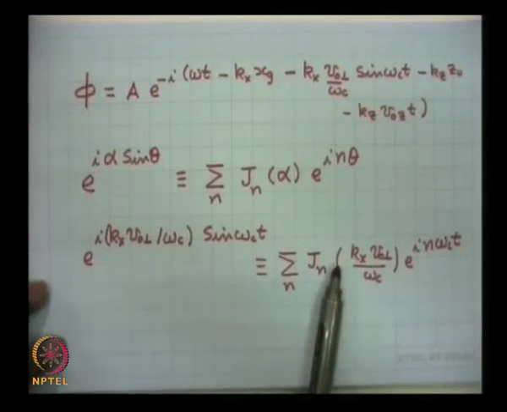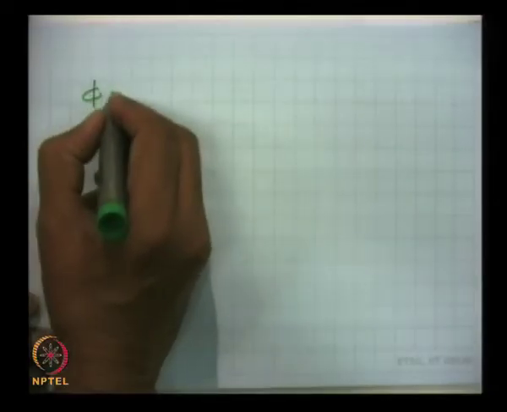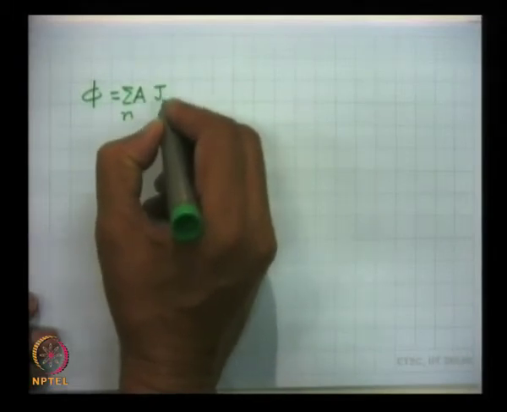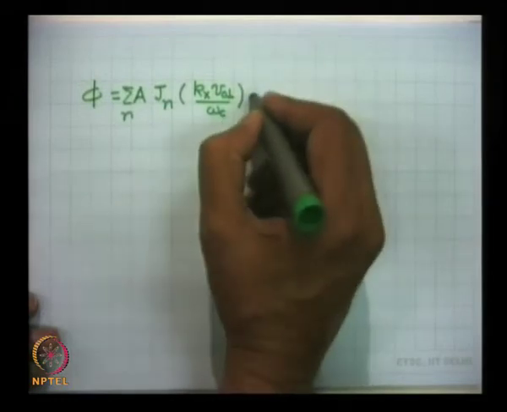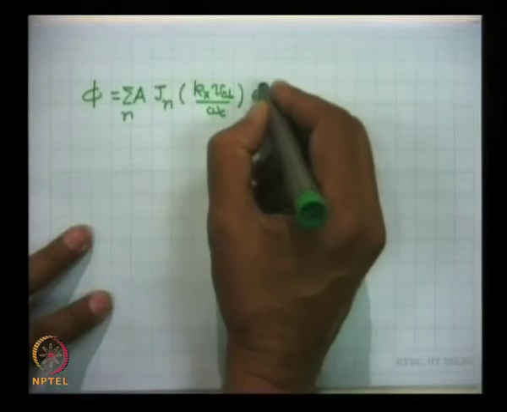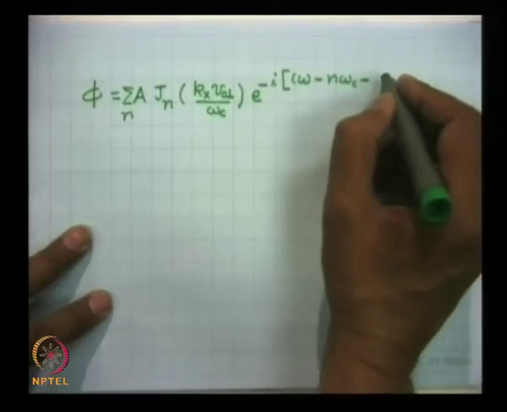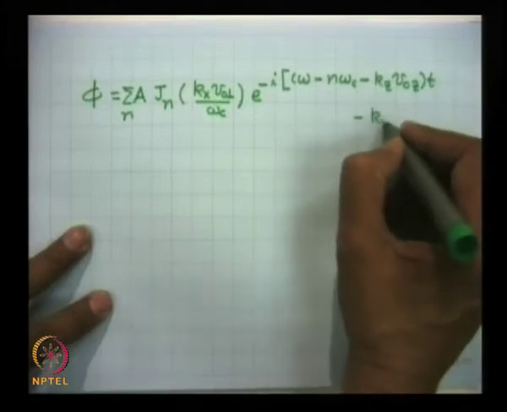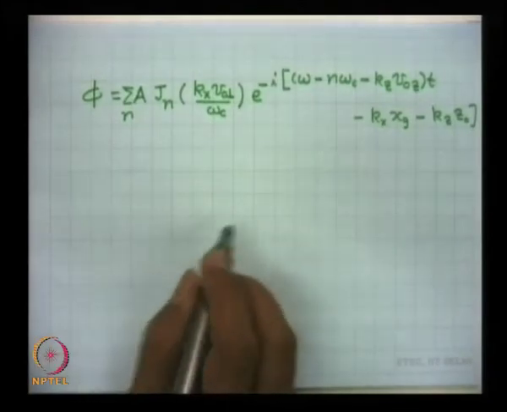So, when I substitute this expansion in here, then the expression for phi becomes, your phi turns out to be equal to summation over n, many terms, a J n of argument kx v0 perp upon omega c, and the frequencies turn out to be exponential minus I omega minus n omega c minus kz v0 z into t, and minus kx xg minus kz z0. This is the kind of expression we get for phi.